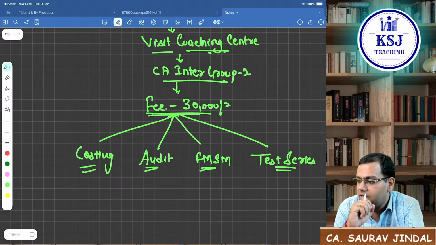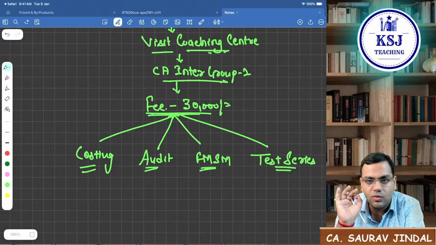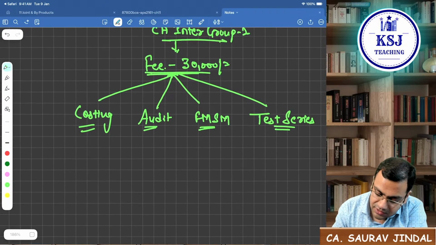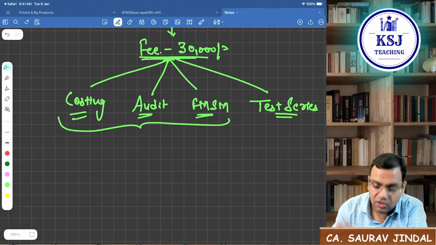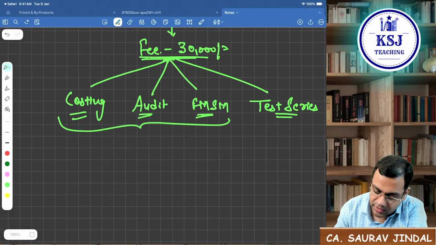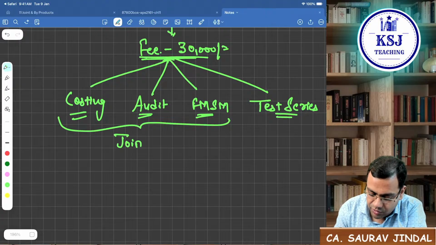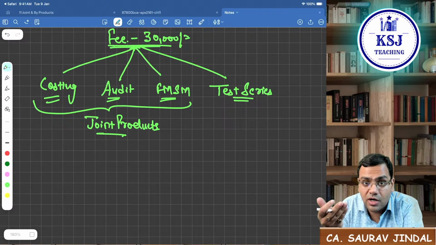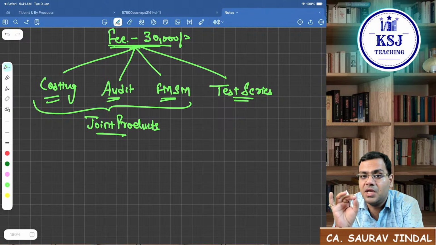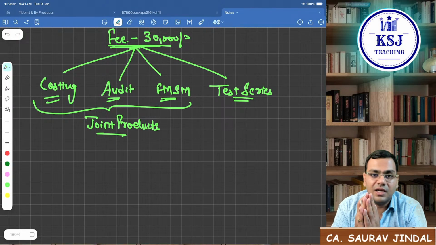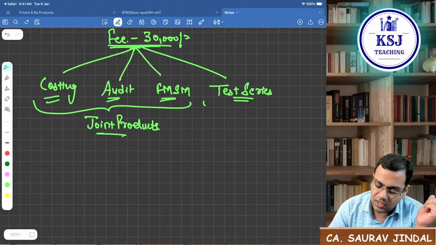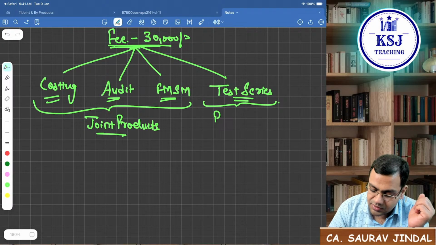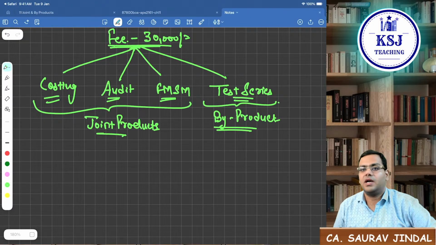Clear? Now here we need to find out what is a joint product and what is a byproduct, right? These main products, the products which are having almost equal value and equal importance, these are called joint products, right? And if there is any product which is manufactured along with the main product which is of a lesser value than the main product, then it is called a byproduct. Now test series is what? Test series is my byproduct, right?